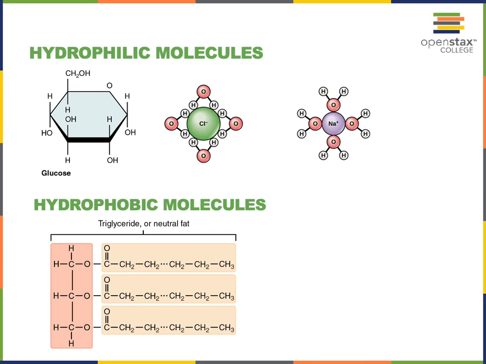If a molecule dissolves well in water, it's what we call a hydrophilic molecule. Hydrophilic literally translates to water-loving. The examples we see here are glucose and sodium chloride. Glucose is a polar molecule that is not an ion, but the partial positive and partial negative charges in the glucose molecules are able to form hydrogen bonds with water molecules, and that makes glucose a hydrophilic molecule that dissolves easily in water. Similarly, sodium chloride is hydrophilic because it's an ionic molecule.